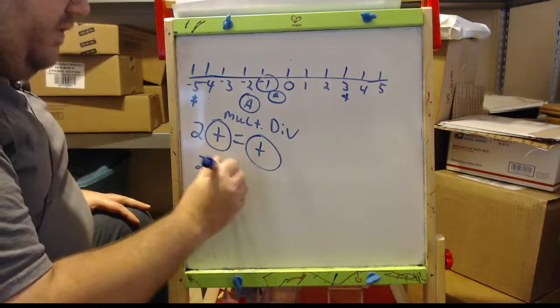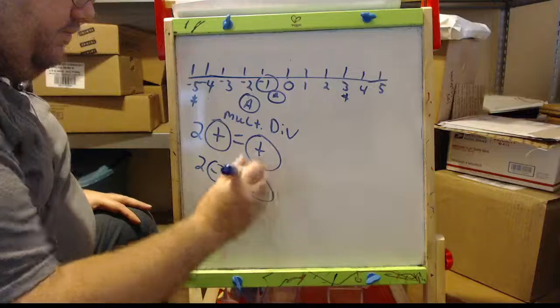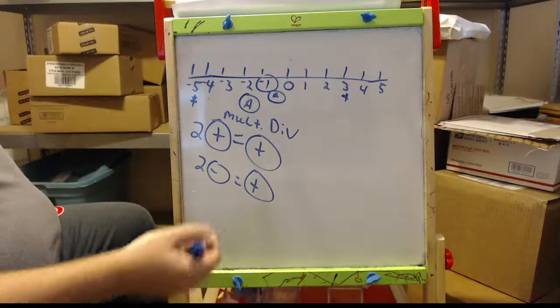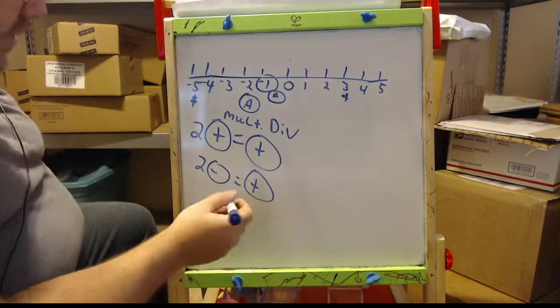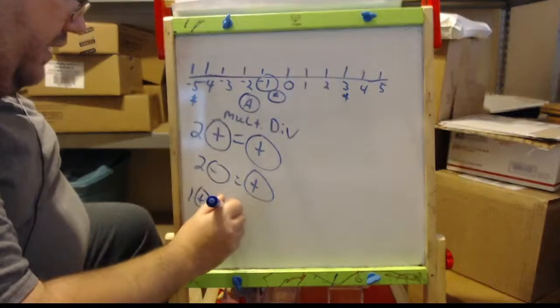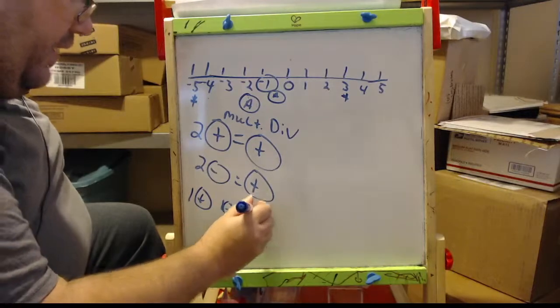Two negatives are going to be a positive. So if anybody tells you that you're very negative, tell them that as long as you have two negatives, you're a positive person. Okay, one positive and one negative will always be a negative answer.